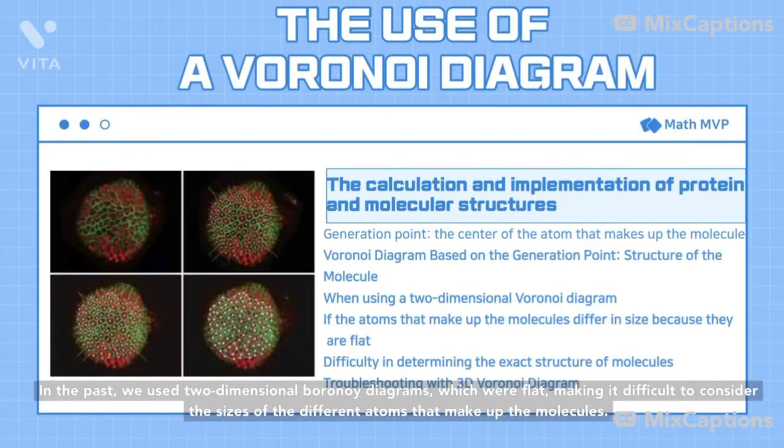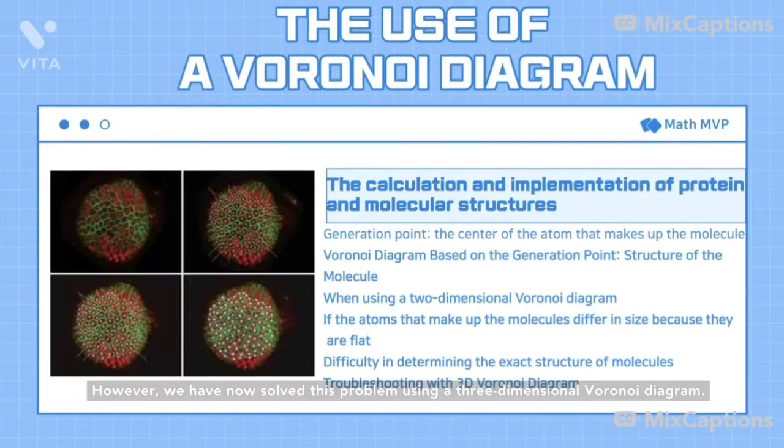In the past, we used two-dimensional Voronoi diagrams, which are flat, making it difficult to consider the size of the different atoms that make up the molecules. However, we have now solved this problem using a three-dimensional Voronoi diagram.